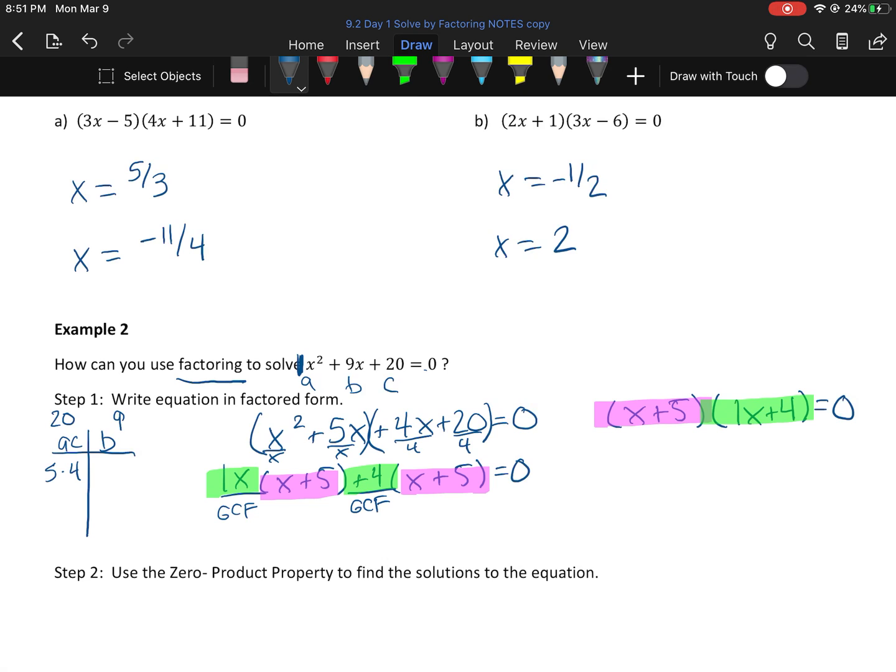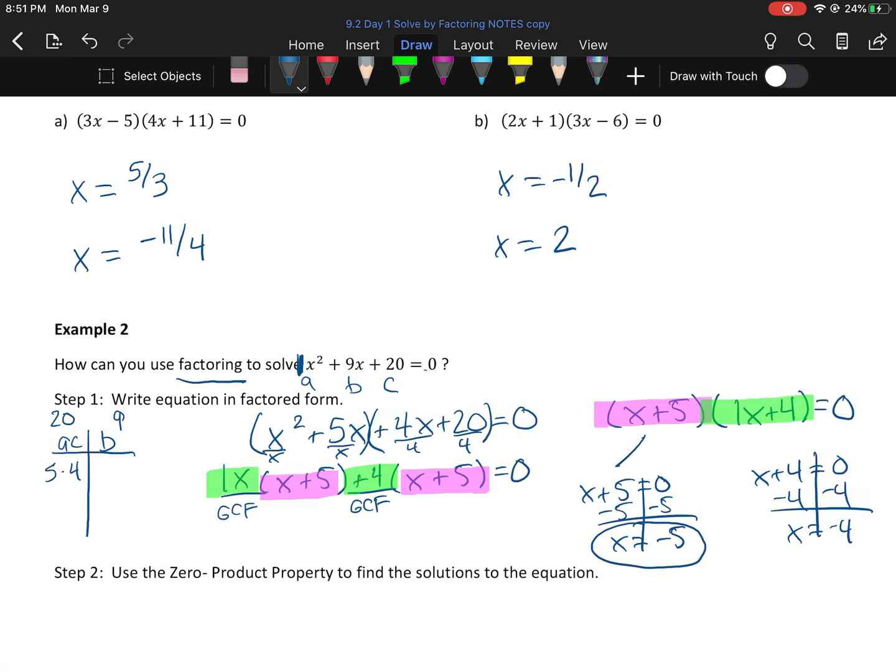From here now, I'm going to use that zero product property. So I'm going to split this up. I'm going to do x plus 5 has to be equal to 0, or x plus 4 has to be equal to 0. And I want to get x by itself. My two solutions, or roots, or x-intercepts, would be x equals negative 5 and x equals negative 4.